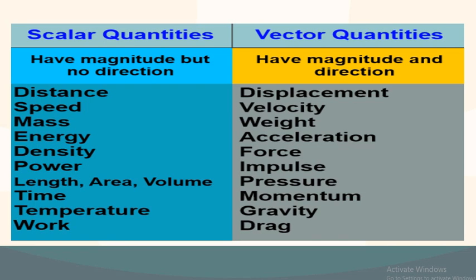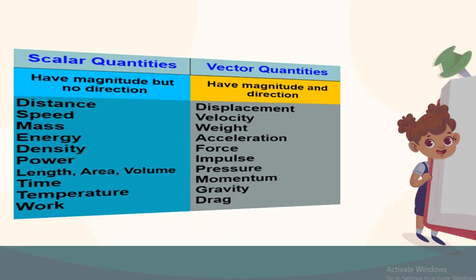So here are some physical quantities, scalar and vector. Distance, speed, mass, energy, density, length, area, volume, time, temperature, and work are all scalar quantities, whereas displacement, velocity, weight, acceleration, impulse, pressure, momentum, drag force, and gravity are all vector quantities because they have both magnitude as well as direction.